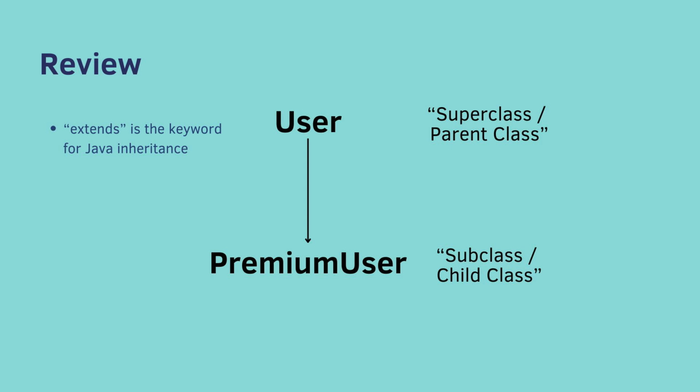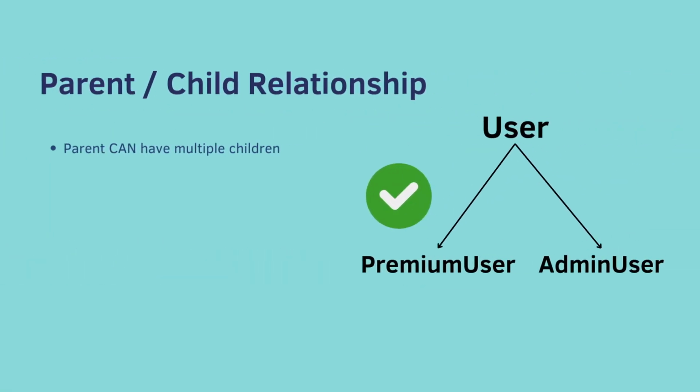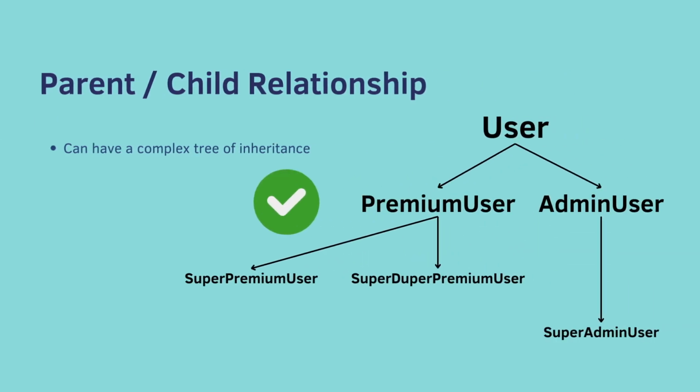We have a user and a premium user. In this case, the user is the superclass or the parent class. The premium user is the subclass or the child class. A parent can have multiple children, so premium user could extend user and admin user could extend user. You could even have a complex tree of inheritance, something like this.